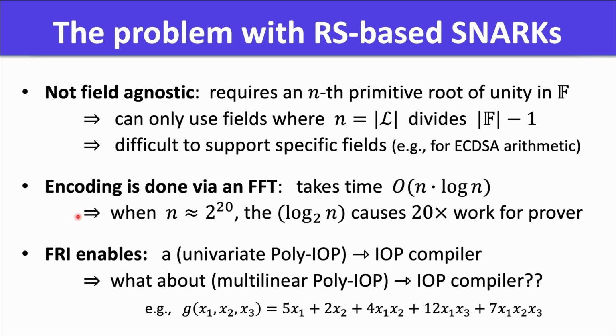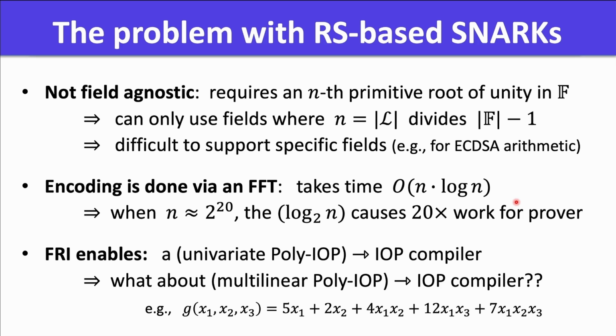The second problem with Reed-Solomon codes is that encoding a message as a code word requires an FFT, and an FFT takes time n log n, where n is the size of the code word. So in particular, if n is large, let's say n is around 1 million, this increases the prover's work by a factor of 20 compared to using a code that did its encoding in linear time. So by using the Reed-Solomon code, we're paying this extra factor of 20 in work compared to codes that have linear time encoding.